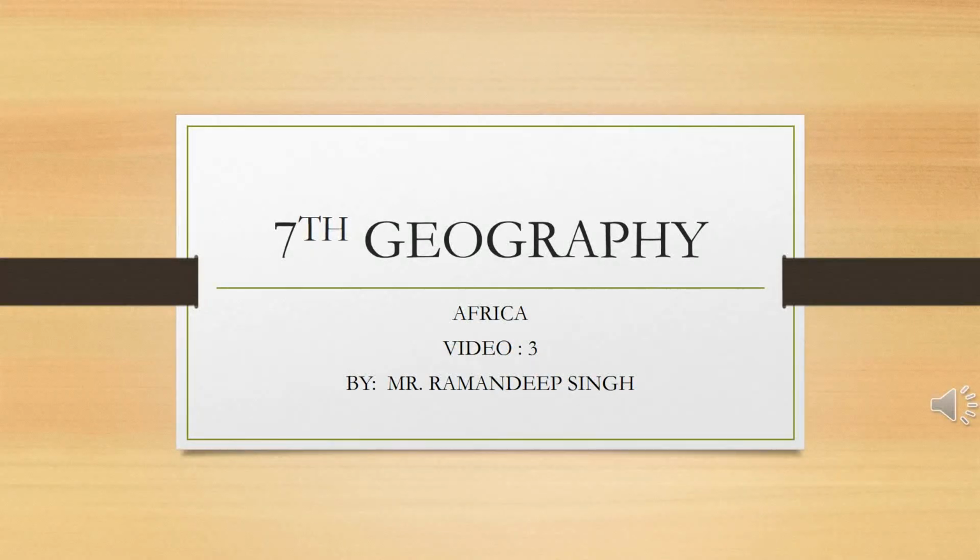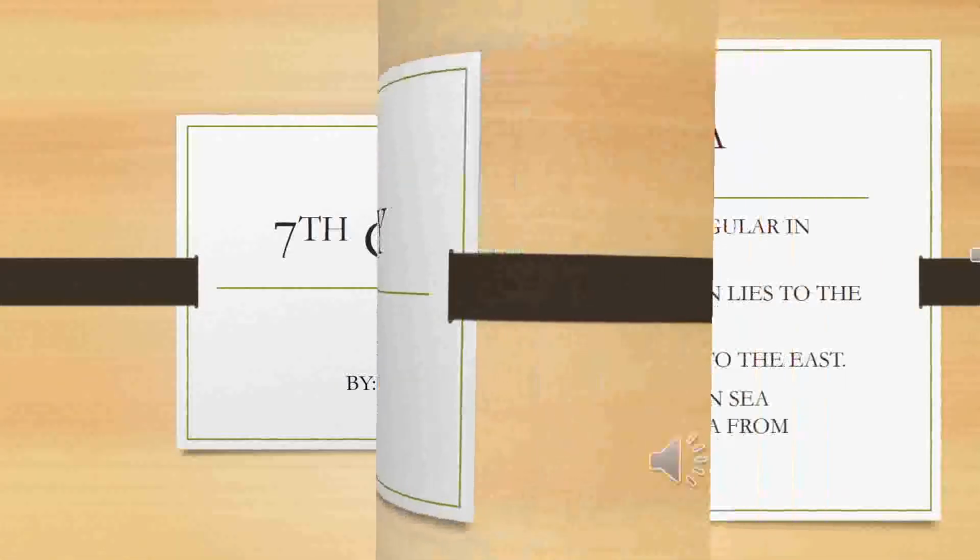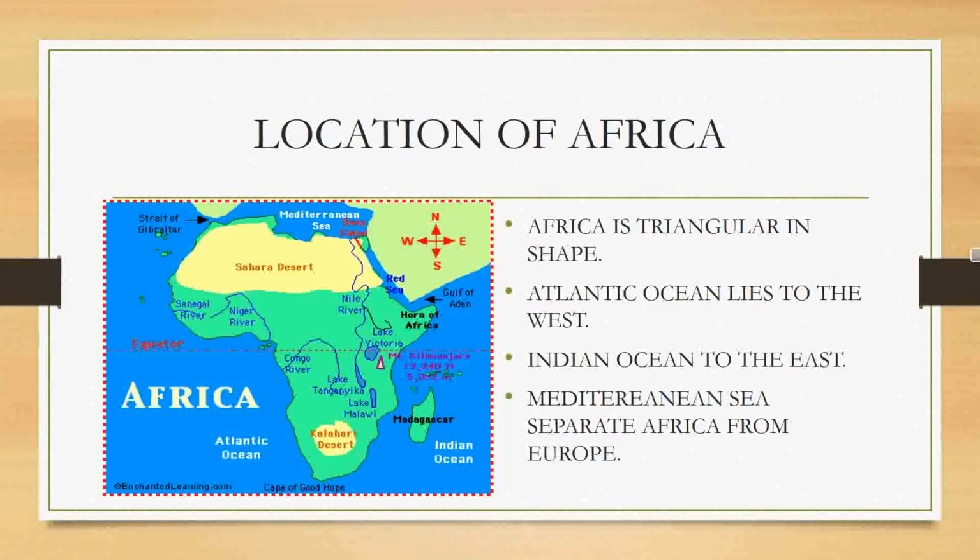We are doing chapter Africa. This is video 3. So let's start. Location of Africa. Africa is triangular in shape. Atlantic Ocean lies to the west of Africa. Indian Ocean lies to the east of the continent of Africa. Mediterranean Sea separates Africa from Europe.